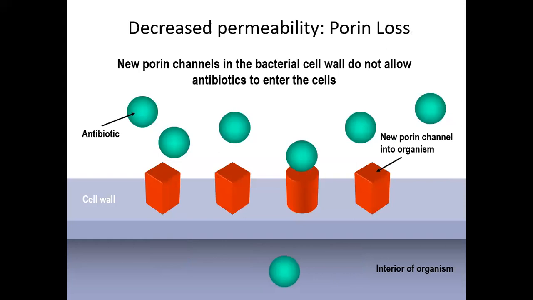Now porin loss: the porin channel is totally lost. New porin channels in the bacterial cell wall do not allow antibiotics to enter the cell, right? Here you can see bacteria can easily enter, but these are the new porin channels. So the antibiotic is not allowed to enter through the new porin channels. The structure is totally different.